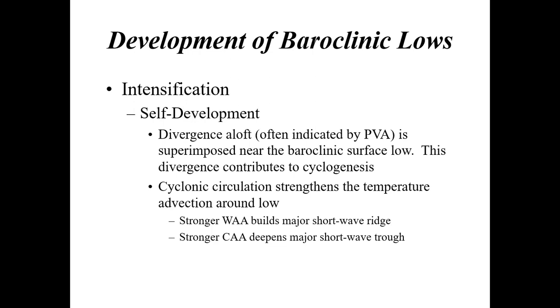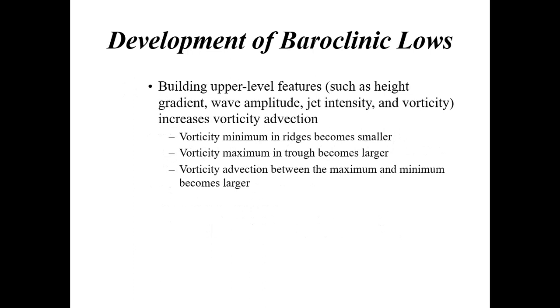And then that divergence or removal of mass contributes to cyclogenesis. Cyclonic circulation then strengthens as a result. The cyclonic circulation or spin gets stronger, and then the temperature advection occurs around that low pressure. Stronger warm air advection then builds your major shortwave ridge out ahead of the major shortwave trough, and then you get stronger cold air advection, deepening the major shortwave trough. So we get amplification of the wave in the mid-levels of the atmosphere.